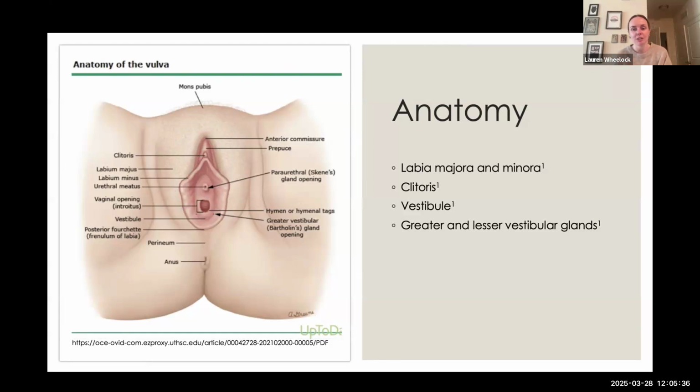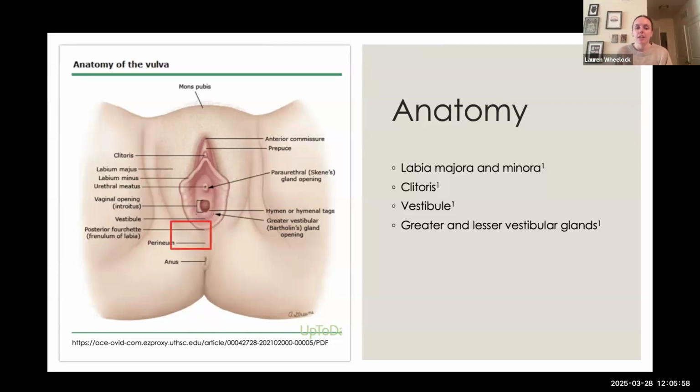Now, the greater vestibular gland is more commonly known to us in pathology as the Bartholin's gland, and that's located posterior and almost lateral to the vaginal opening. And the lesser vestibular gland is located just anterior to the vaginal opening, and that's also more commonly known as the periurethral or the Skene's gland.